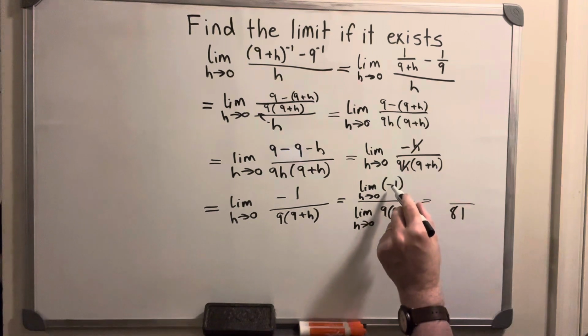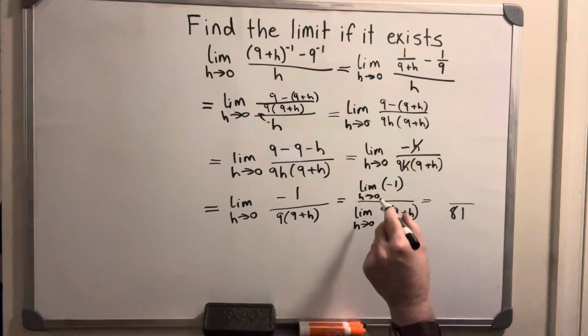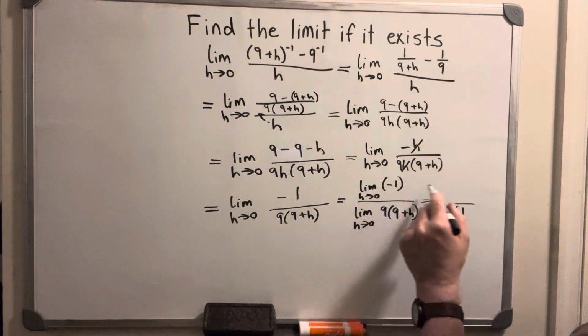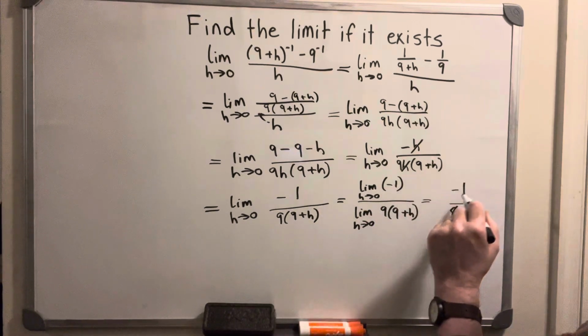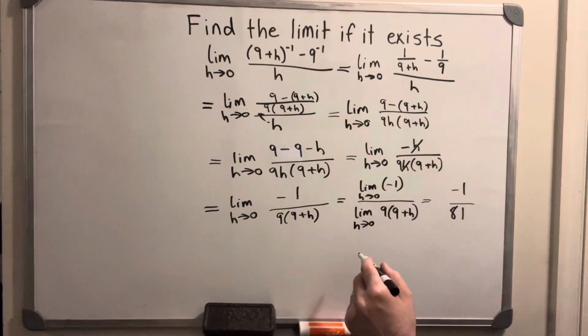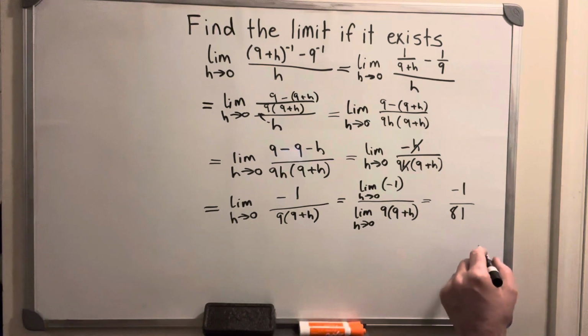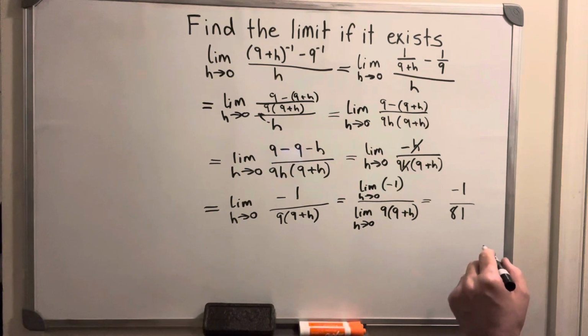And this top one is a constant function. The limit as h approaches 0 of negative 1 is negative 1 because the function negative 1 is negative 1 everywhere, no matter what h is. So we finally come at the answer of negative 1/81.